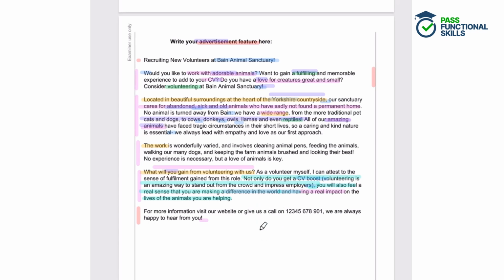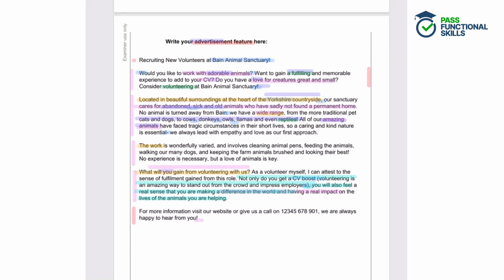Not every single sentence has to be really long. In fact, that can become a bit difficult to read and it can start to bore the reader. So make sure that you're using a variety of sentence lengths. Use shorter sentences and longer sentences within your answers.